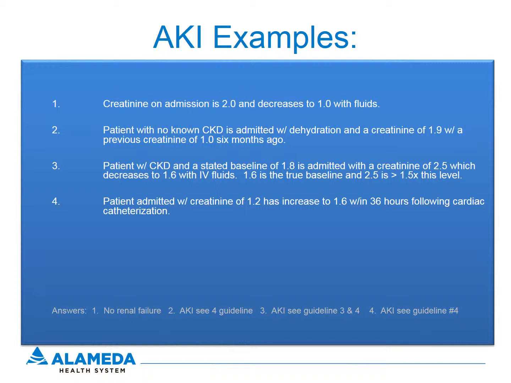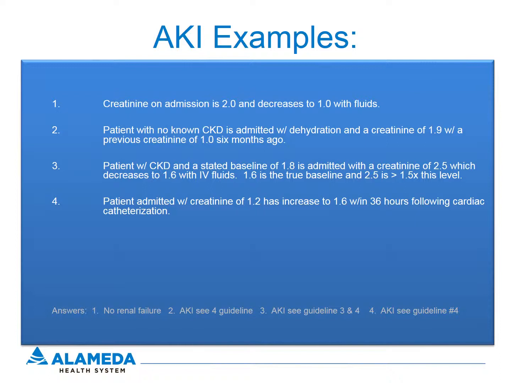Number two, a patient with no known CKD is admitted with dehydration, but they have a creatinine of 1.9 with a previous creatinine of 1 six months ago. So this patient has AKI. And the reason is that the creatinine of 1.9 is greater than or equal to 1.5 times the baseline creatinine that they had 6 months ago. And all of these clinical evidence and criteria are in your tip sheet, so you can have this as a very quick reference guide for you.